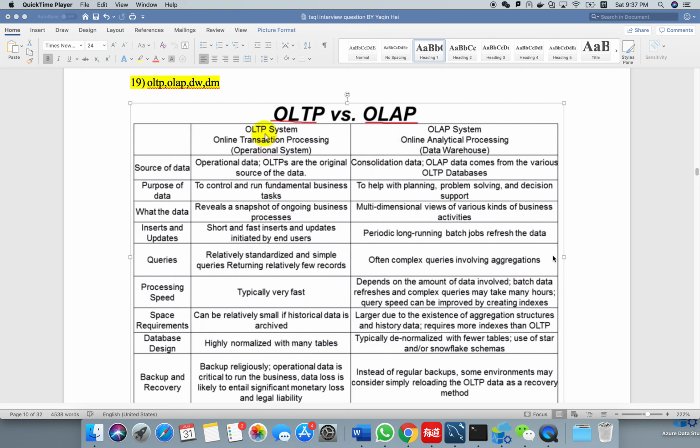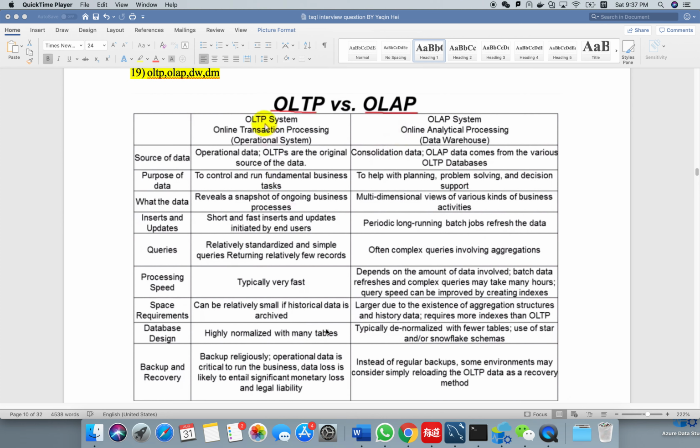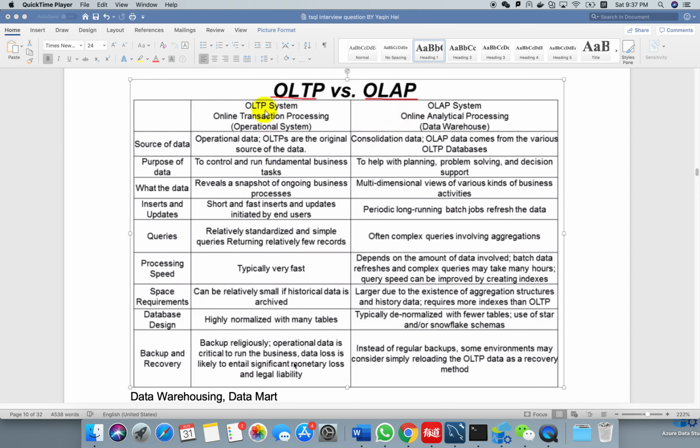19. OLTP, data warehousing and data mart. OLTP is online transaction processing. It's usually at the operational data part, and usually it just writes into the data. Sometimes they use very simple queries and do not use aggregation. It's usually fast and uses small space. So its design is highly normalized with many tables.